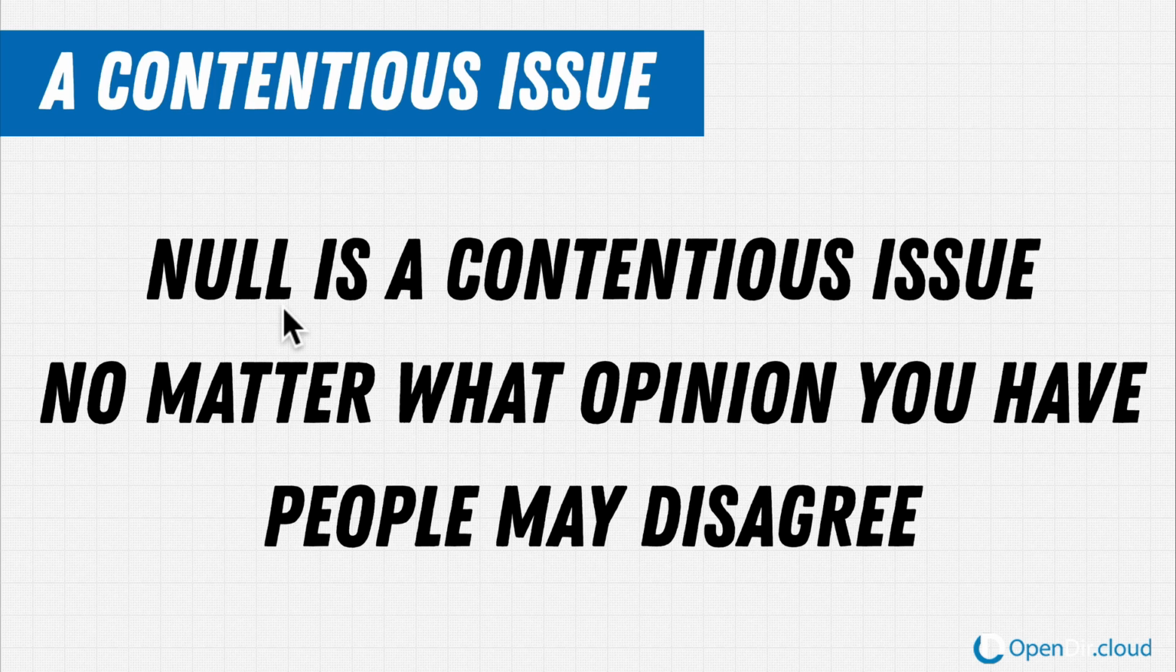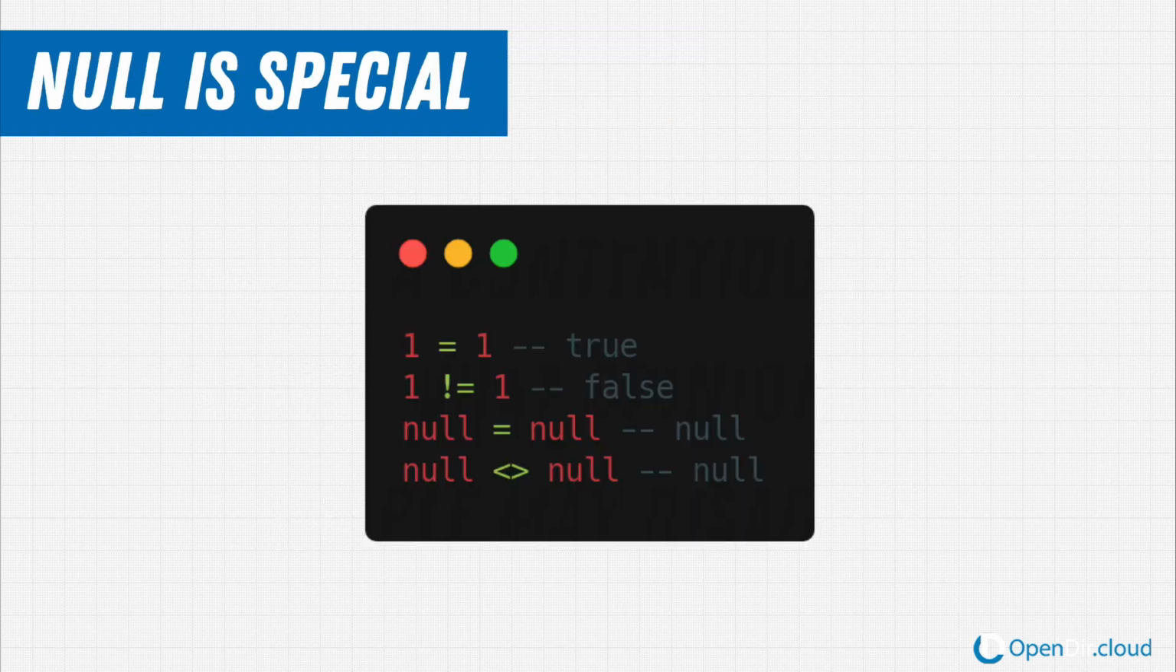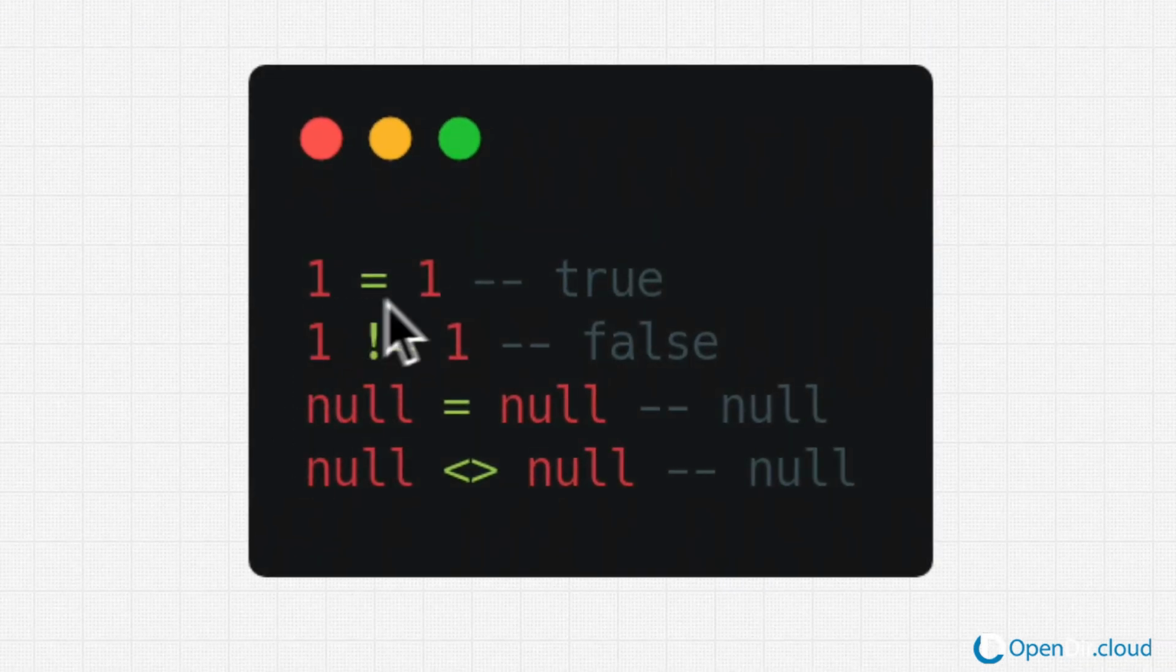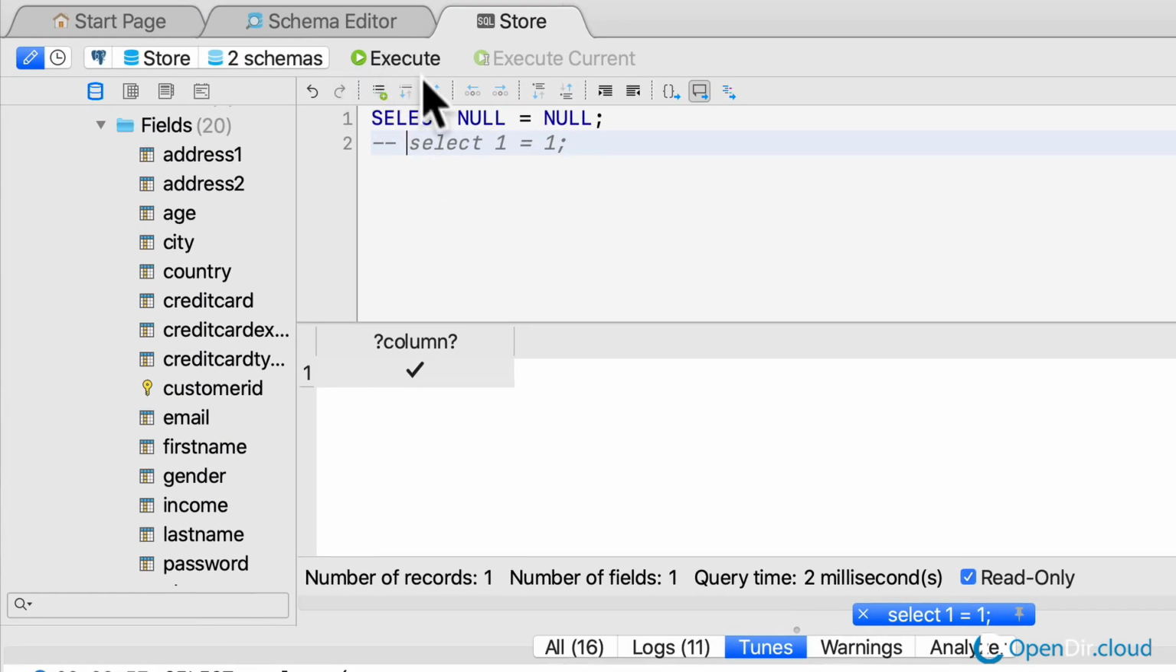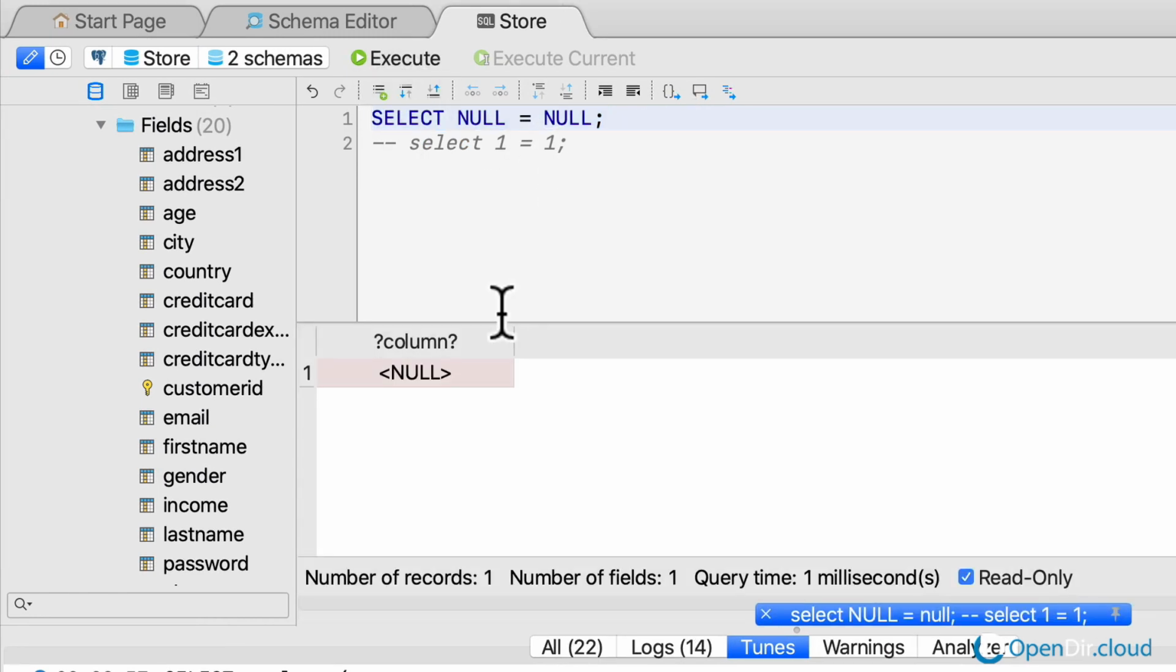The why matters. Null is also a special value. You see over here, 1 is equal to 1 will yield true. And 1 not equal to 1 will yield false. But null equal to null will output null. And null different than null will output null. Let's look at that. So over here, we're in Valentina. And you can see that I did select null equal to null. Well, let's run that. So when we execute that, what we can see is it's outputting null as a value. And now I want to show you what I mean by that. Why it's special. Why is it outputting null?